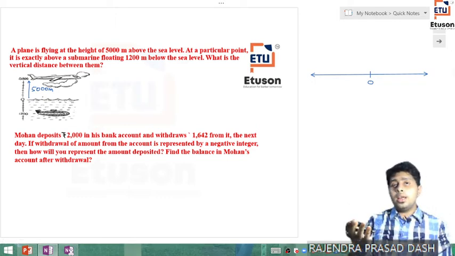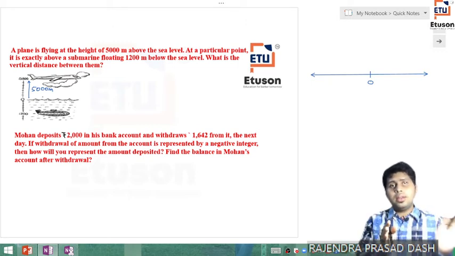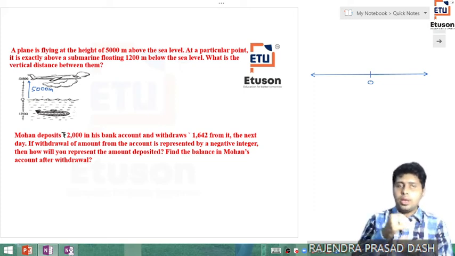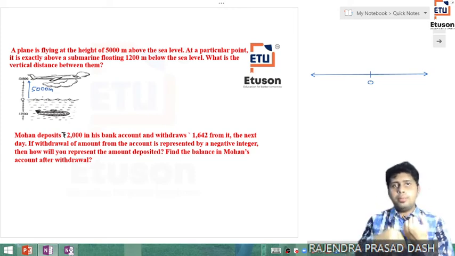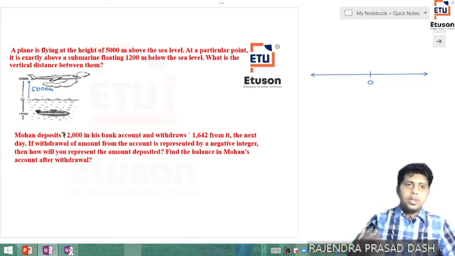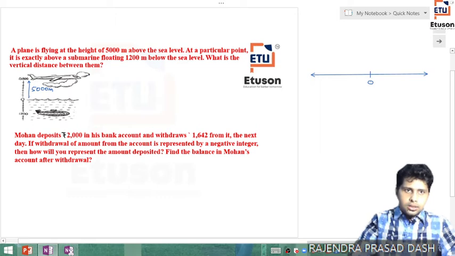Like in the number line we take the right side of 0 as positive and the left side of 0 as negative, na. Likewise, we take the sea level here as 0. So the height above the sea level we have taken as positive, and the height below the sea level we have taken as negative. So this distance from 0 to 1200 will be how much, beta? This distance will be minus 1200 meters.